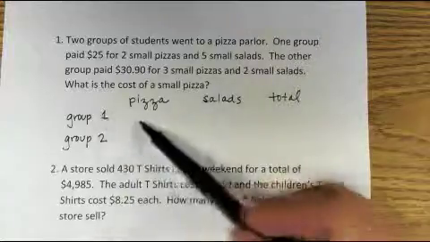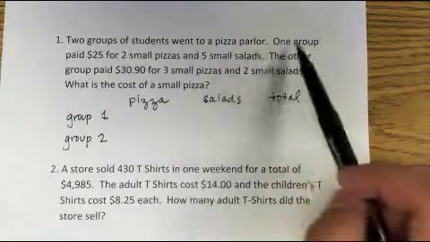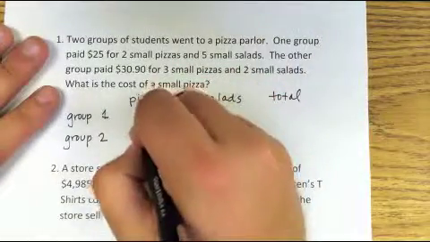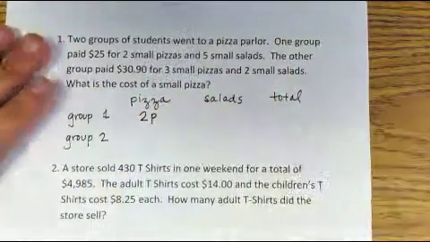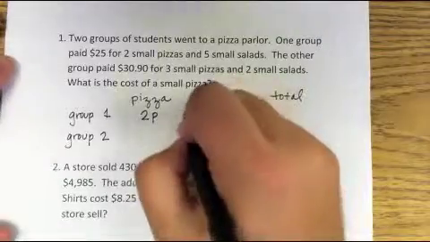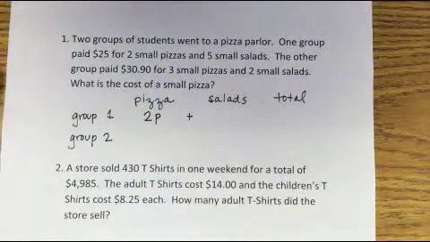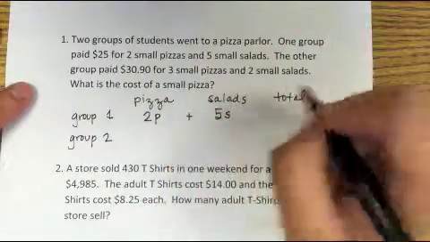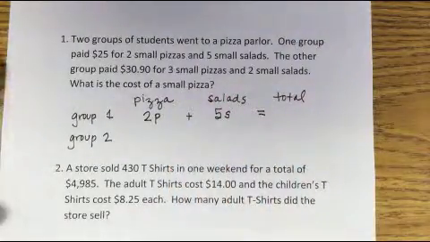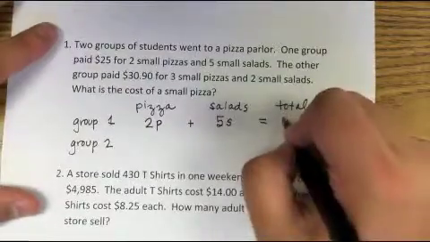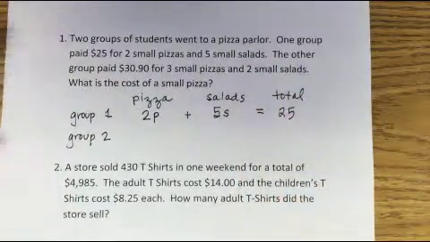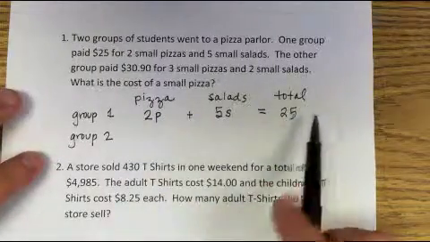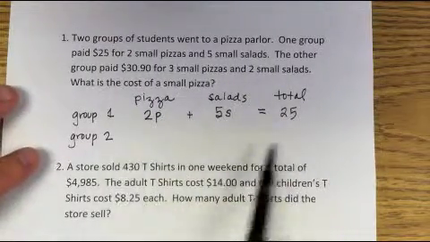All right, and now it's just a matter of filling in the slots as to what goes where. So for example, group 1 ordered how many pizzas? Well, one group paid $25 for 2 small pizzas, so I'm going to call that 2P for 2 pizzas. Plus, didn't they order some salads too? So they ordered 5, so I'll call it 5S. And I know it's going to be equal to, how much did they pay for that? $25. Okay? All right, so that's our first equation here. You see we set up one equation. We need to get the other one now.